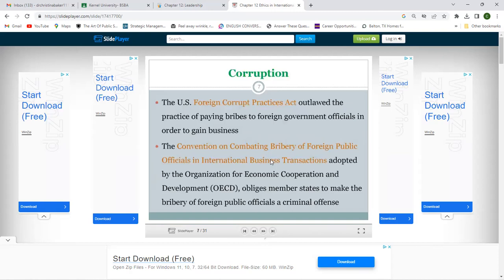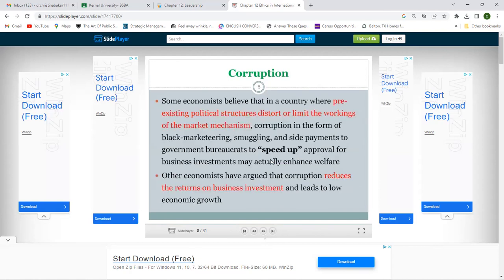The U.S. Foreign Corrupt Practices Act outlaws the practice of paying bribes to foreign government officials in order to gain business. The Convention on Combating Bribery of Foreign Public Officials in International Business Transactions, adopted by the Organisation for Economic Co-operation and Development, obliges member states to make the bribery of foreign public officials a criminal offense. Some economists believe that in a country where pre-existing political structures distort or limit the workings of the market mechanism, corruption in the form of black marketing, smuggling, or side payments to government bureaucracies to speed up approval for business investment may actually enhance welfare.